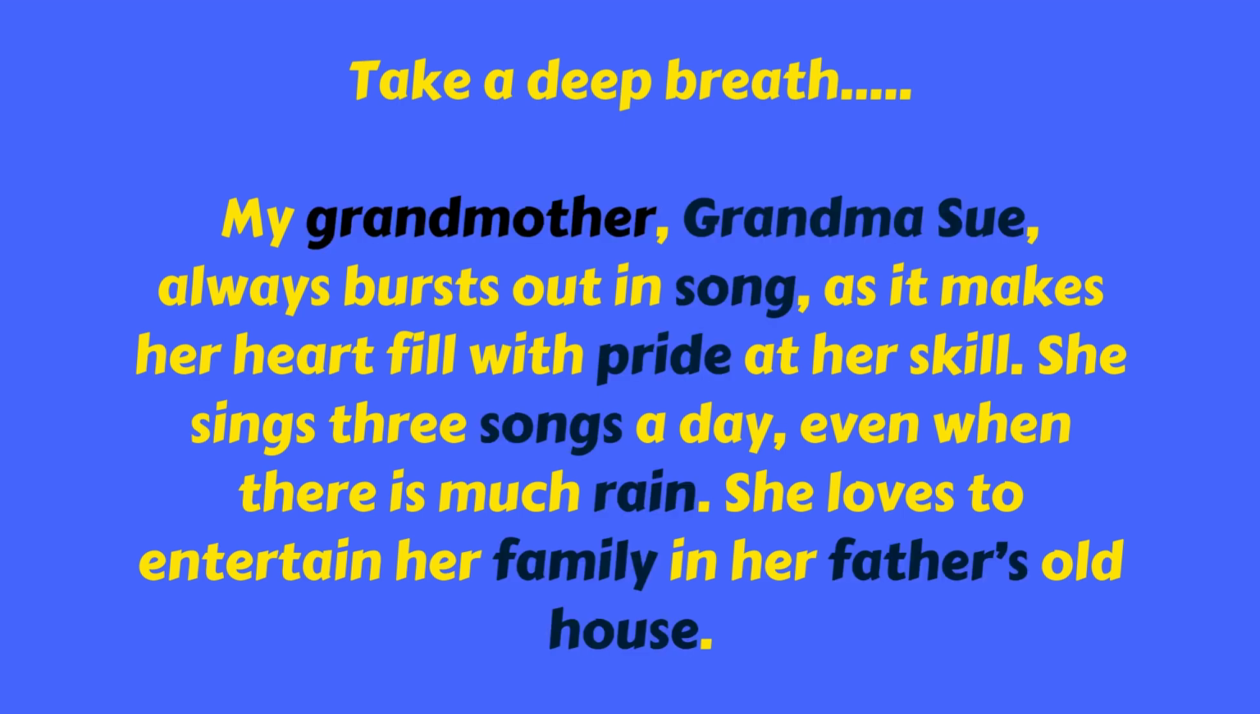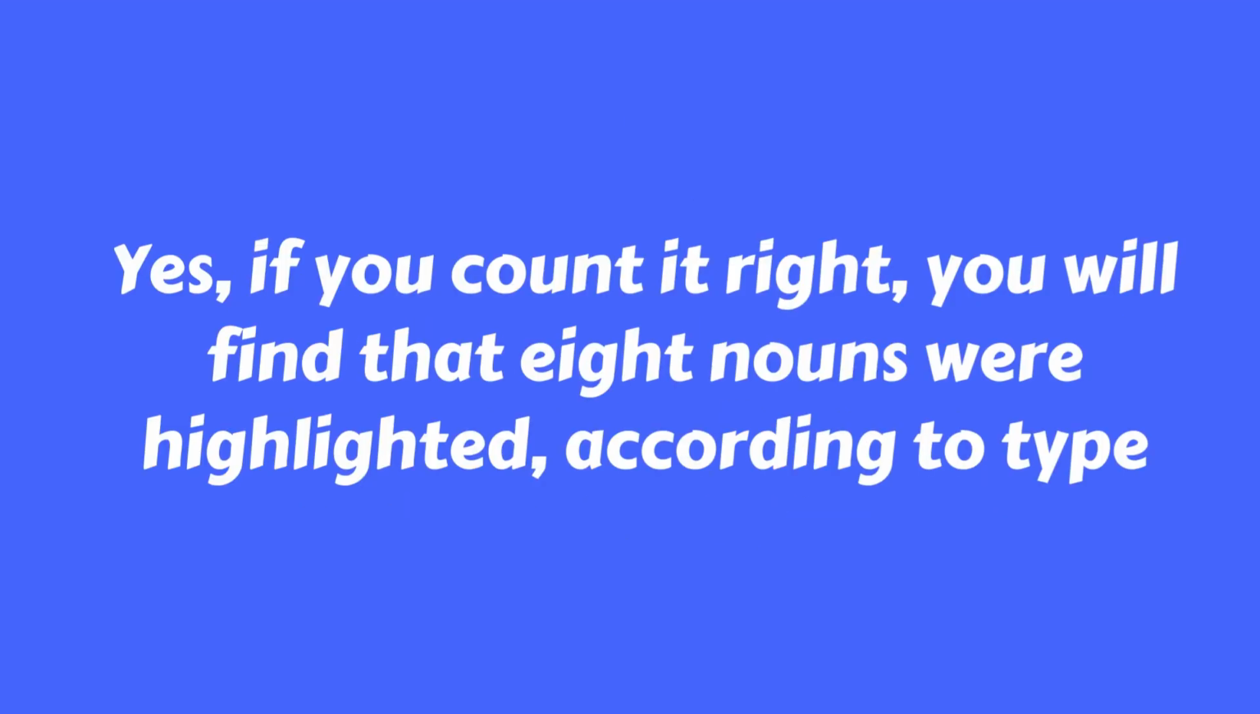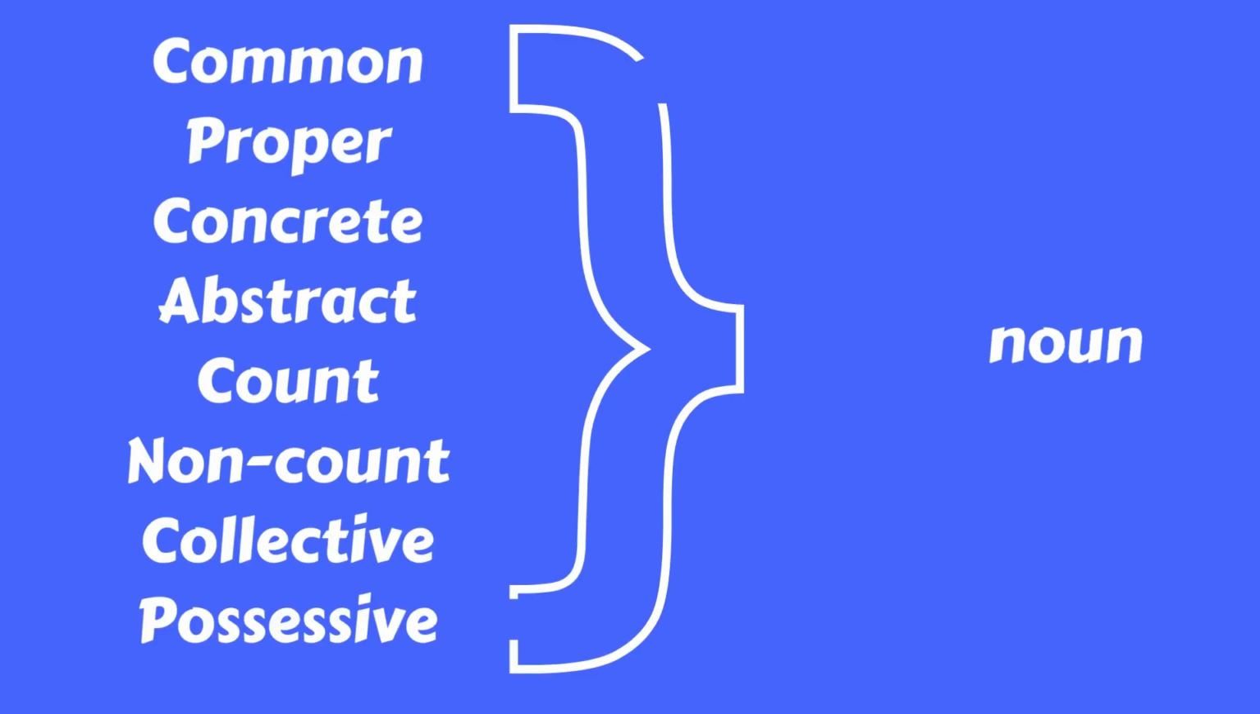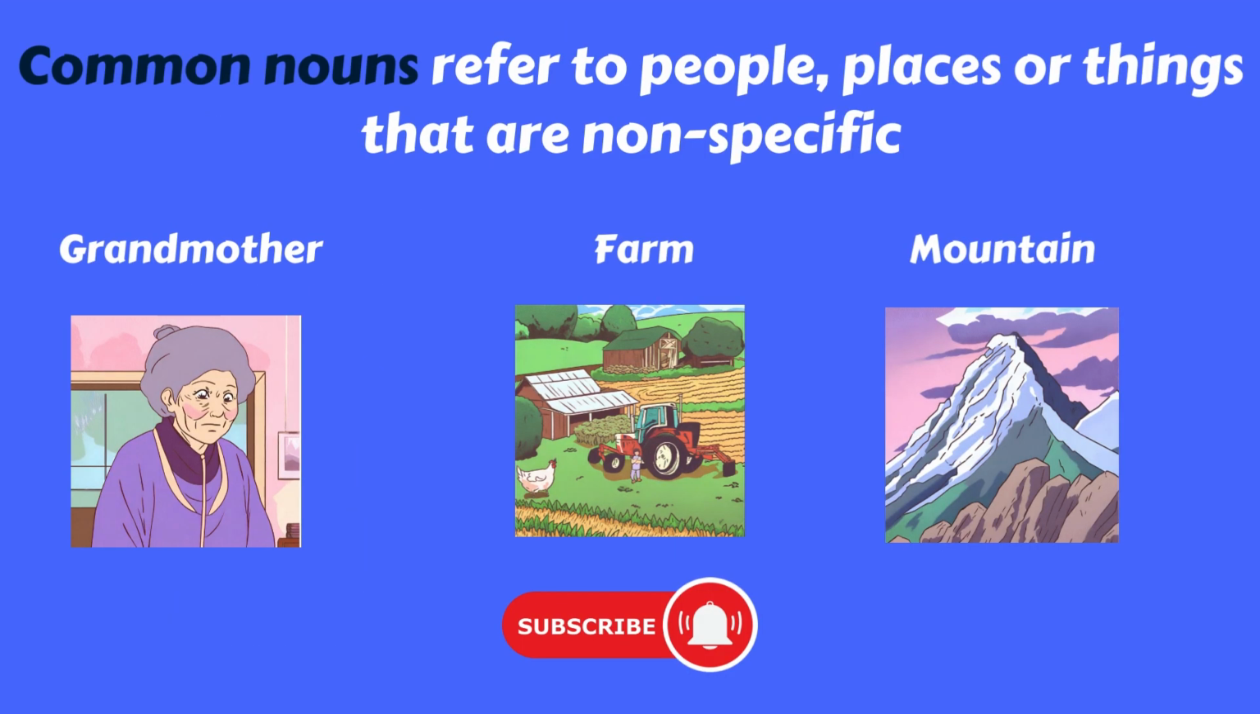Yep, look at this. Grandmother, Grandma Sue, song, pride, songs, rain, family, father's old house. All are nouns doing different jobs, different types of nouns. So if you counted it right, you will find that there are 8 nouns that we highlighted according to the type of noun, and of course, we will discuss them one by one. They are the following: common, proper, concrete, abstract, count, non count, collective, and possessive nouns. And don't worry, we will look at each of them.